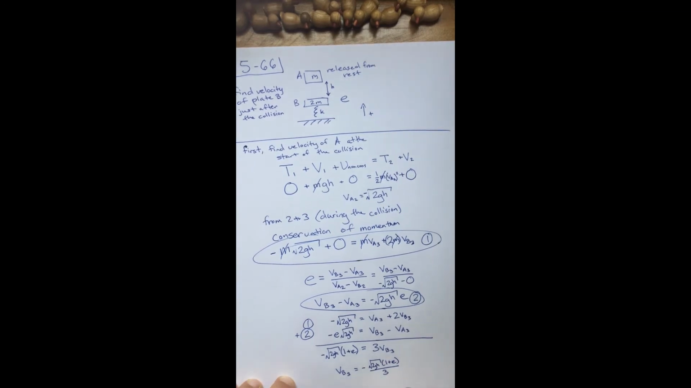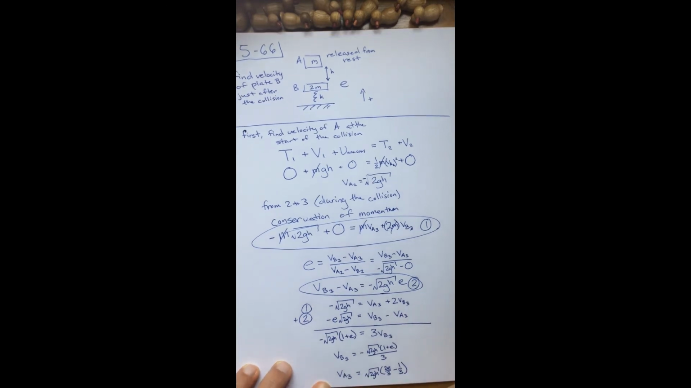And then using, let's say, equation 2 to solve for VA3, we get (2GH) times 2E over 3 minus 1 over 3. And you can check that on your own. So those are the solutions, and we're going to talk about what the solutions mean.